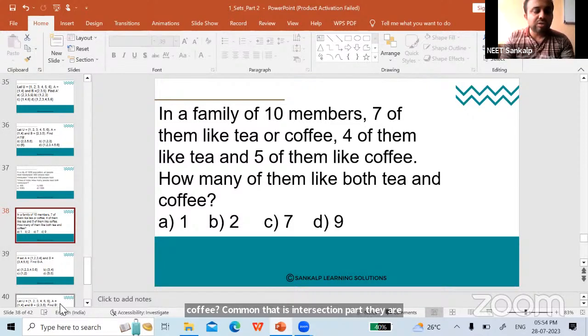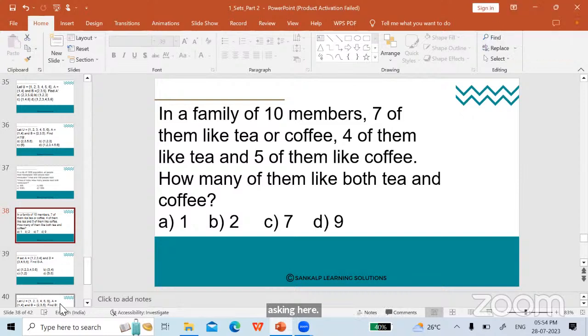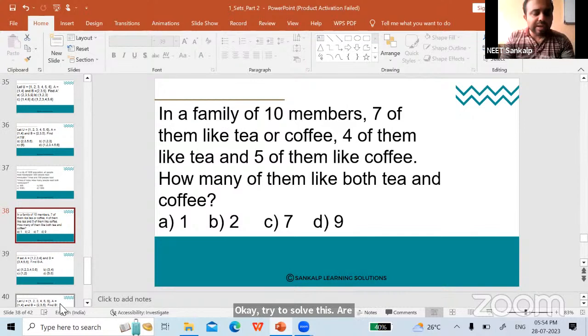Are you understanding this question? Yes, sir. Okay, try to solve this. I will give only 1 minute and after that I will try to solve this. Okay.